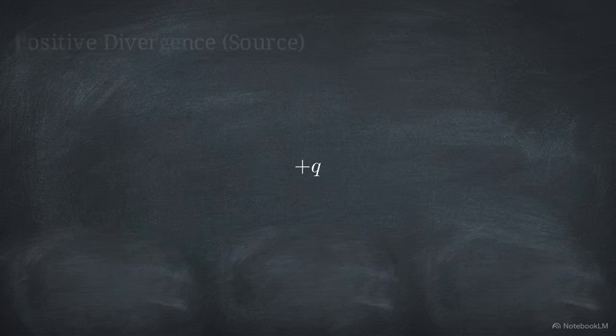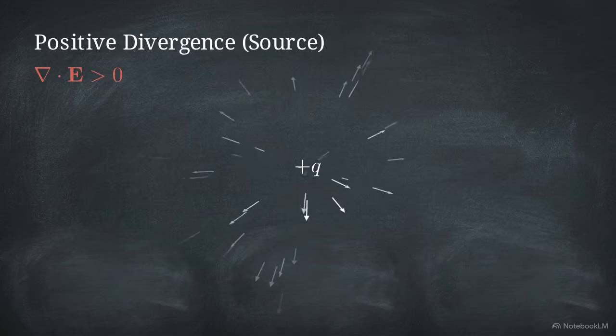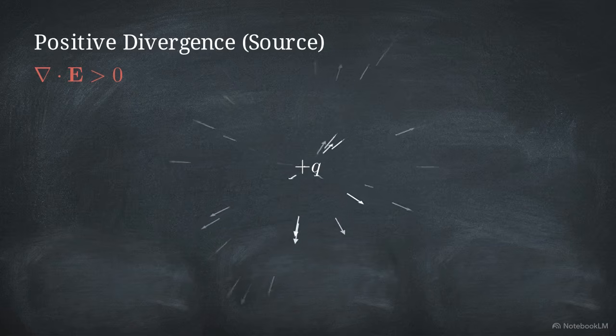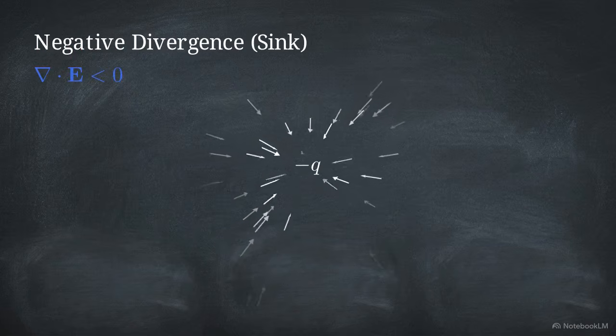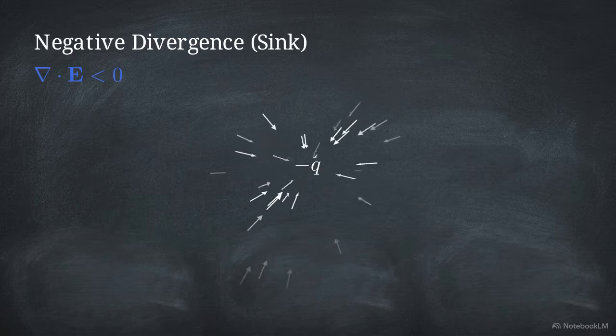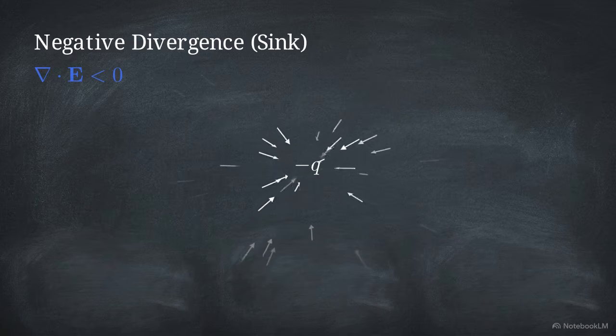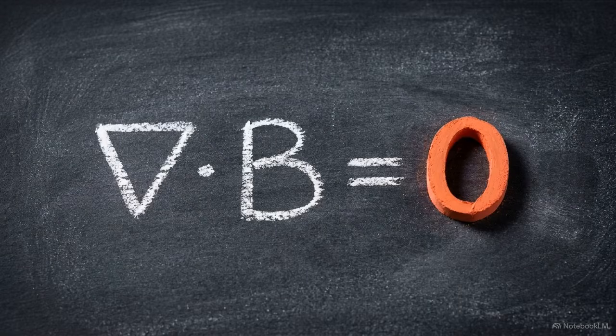Place a positive point charge in a 3D grid. Electric field vectors diverge outward, acting as a source. Conversely, a negative charge acts as a sink. Field lines flow inward, terminating on the physical charge itself. Gauss's law for static magnetic fields applies the exact same divergence operator, but the result is 0.